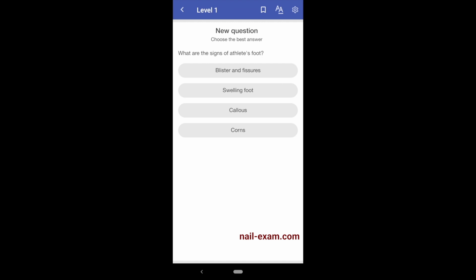What are the signs of athlete's foot? Answers: A. Blisters and fissures. B. Swelling foot. C. Callus. D. Corns. The answer is A.